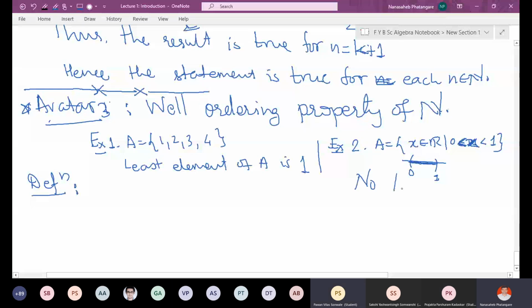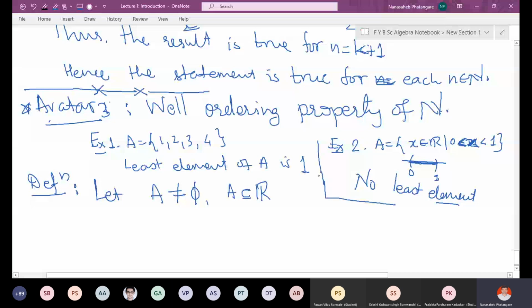There is no such number, sir. We can't define it. This set has no least element, right? And the first example has a least element. Why? Look at the definition. Let A be a non-empty set, a subset of real numbers, because basically we are talking in a general sense. So you should talk about the set of real numbers. A is a non-empty subset of real numbers.